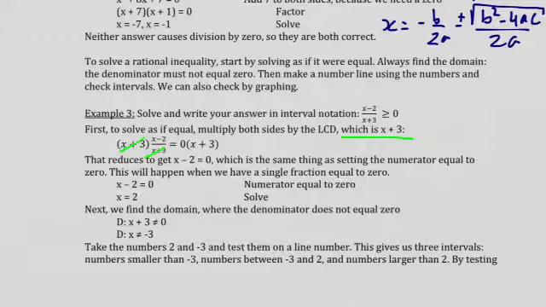Then we need to find the domain, where the denominator is not equal to 0. So we have the domain, and the denominator is not equal to 0. That means x has to be different than negative 3. Once you have these two values, they will help you solve your rational equation and the expression of your domain.